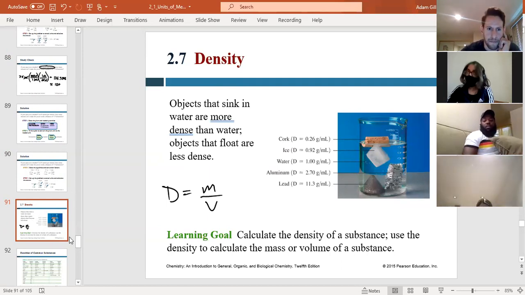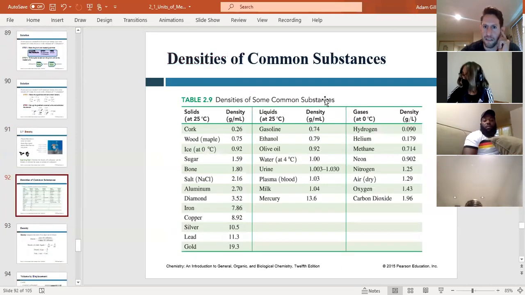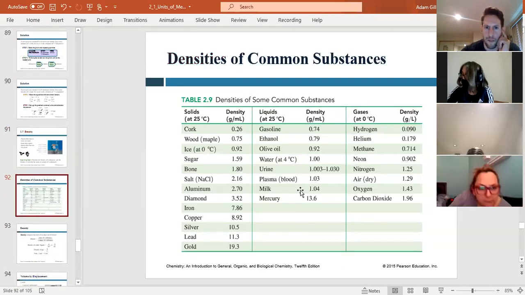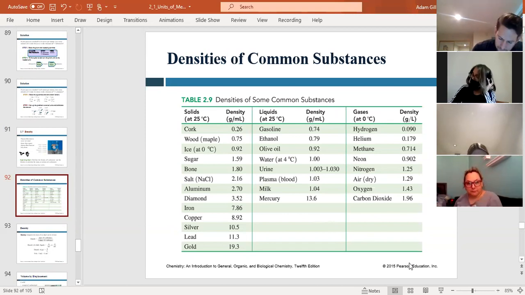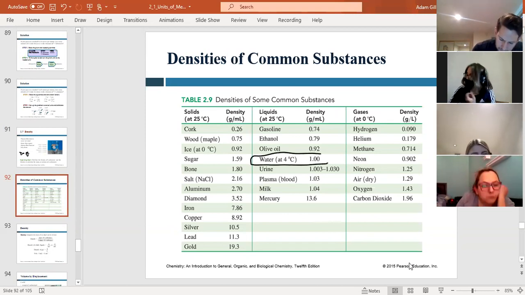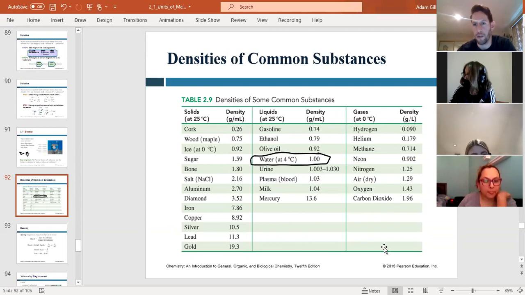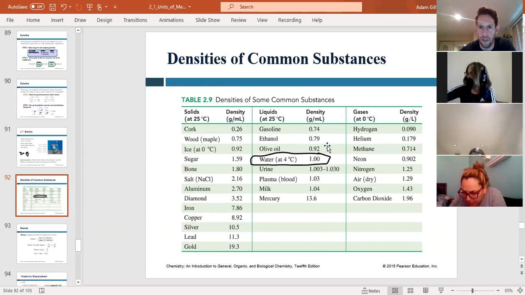And here are some densities of common substances. Maple wood is like 0.75 grams per milliliter. By definition, water is 1 gram per milliliter, right? So anything higher than 1 is more dense than water, anything less than 1 is less dense. Olive oil is 0.92. That's why oil floats on top of water.